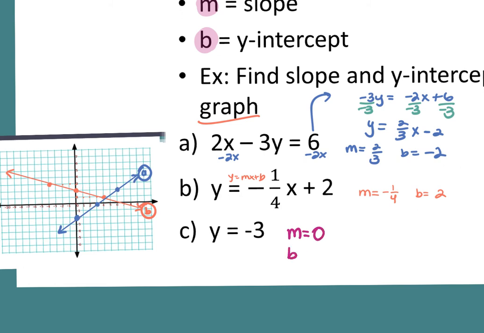And my b is -3. So I'd go to -3 and draw a horizontal line straight through it. If it was vertical, your slope would be what? Undefined. And then there might actually not be a y-intercept if it's to the right or to the left of your y-axis.